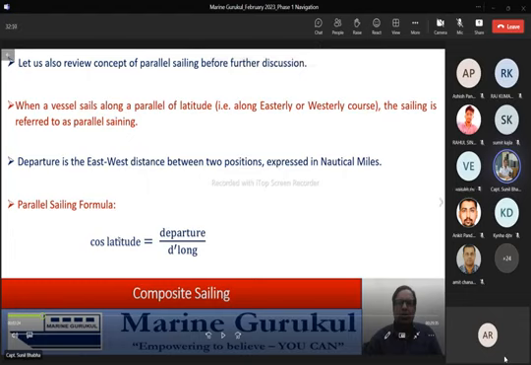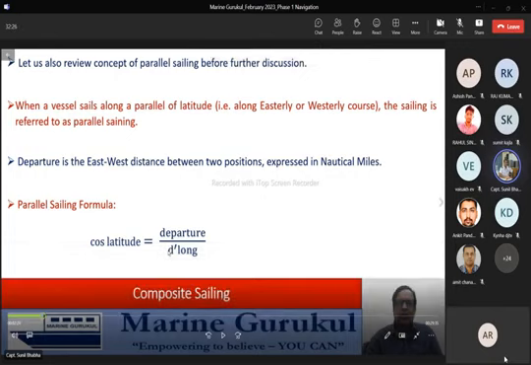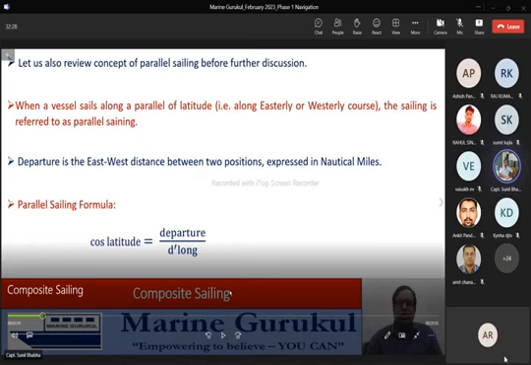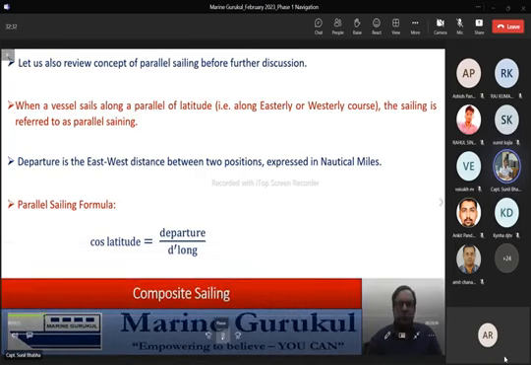Okay, very good. So this is the formula which we will be using in composite sailing. Departure is equal to d long into cos of latitude, or cos latitude is equal to departure upon d long. Very good. So moving ahead now. Obviously, this cos lat cosine is a trigonometric ratio. So obviously the units of departure and d long will be same.